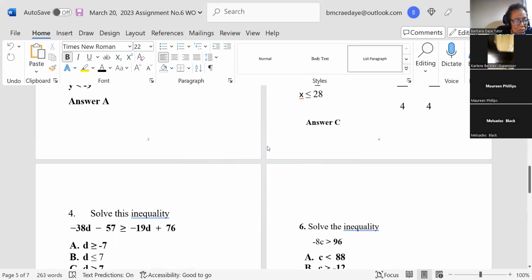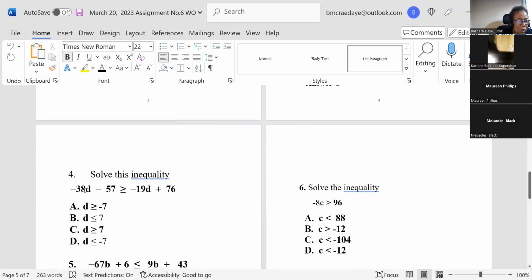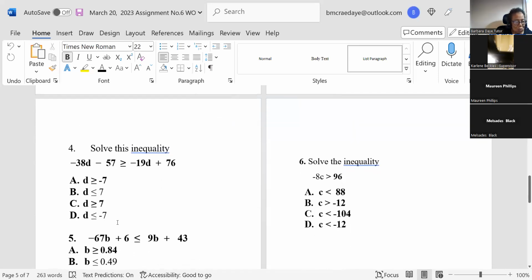No, this one's just like the other ones, except you've got variables and numbers on both sides. So what do you want to do? You want to get all your variables on the left. You want to get the minus 19D on the left, and you want to get the minus 57 on the right. So what do you have to do?